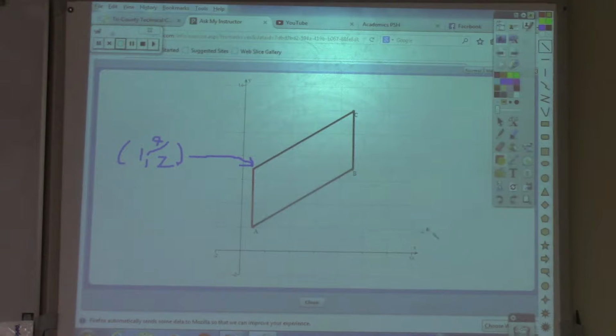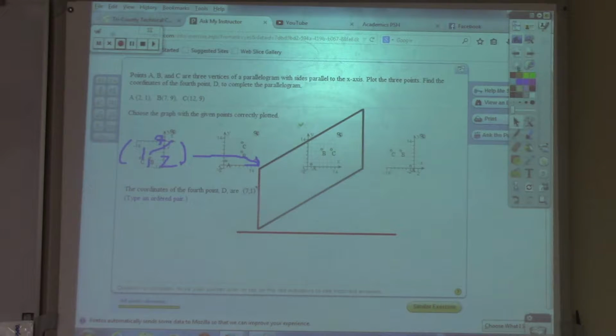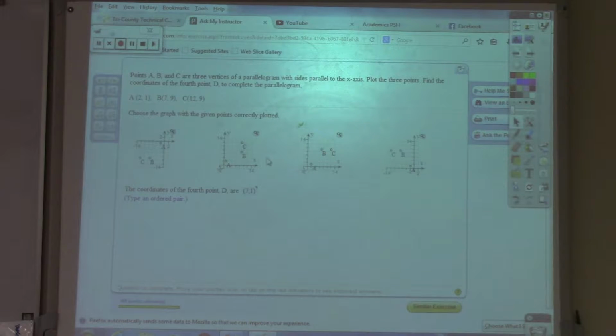What's wrong with it? Well, here's the x-axis. I'm going to draw it right there. Is that parallel to the x-axis? Not quite. No. So what can we do with this guy? Well, now we can mark him out too. We mark that one and that one and that one. So C, that's our answer.